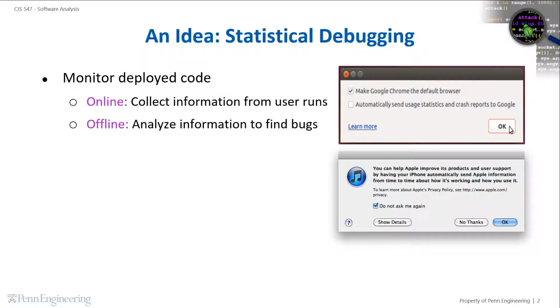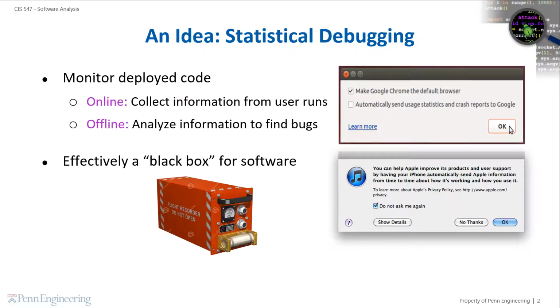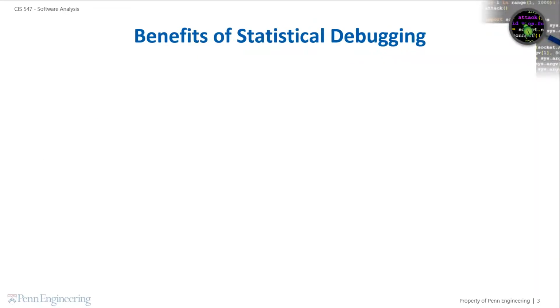In the offline stage, the company analyzes the data transmitted by many different users to find bugs in the program. Effectively, these runs are to software what black boxes or flight recorders are to airplanes. They record the data prior to a crash, which can be analyzed later to determine the cause of the crash. The potential advantages of this method of post-deployment bug hunting are enticing.